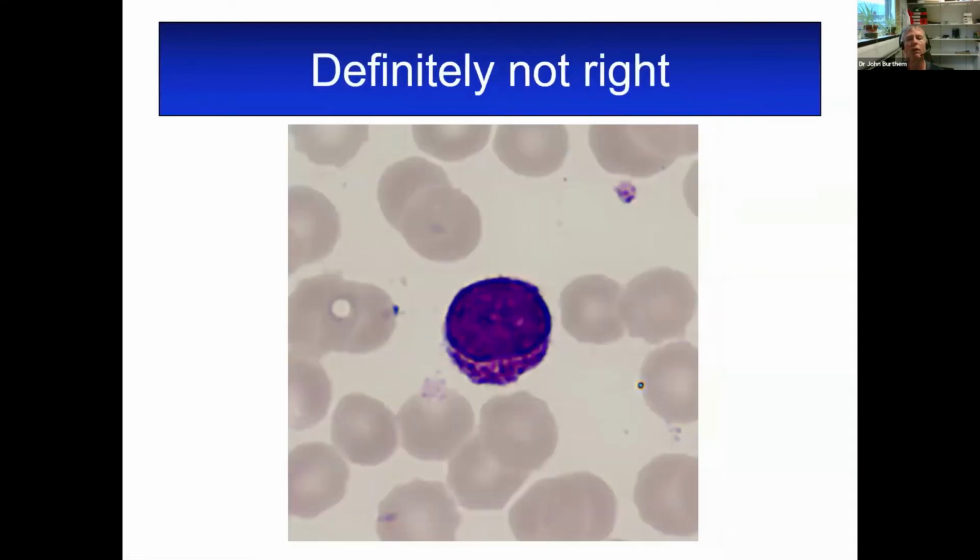But one place they shouldn't be is in cells like this small lymphocyte. This is definitely not right. A small lymphocyte should not have this very obvious granulation. So something was wrong.